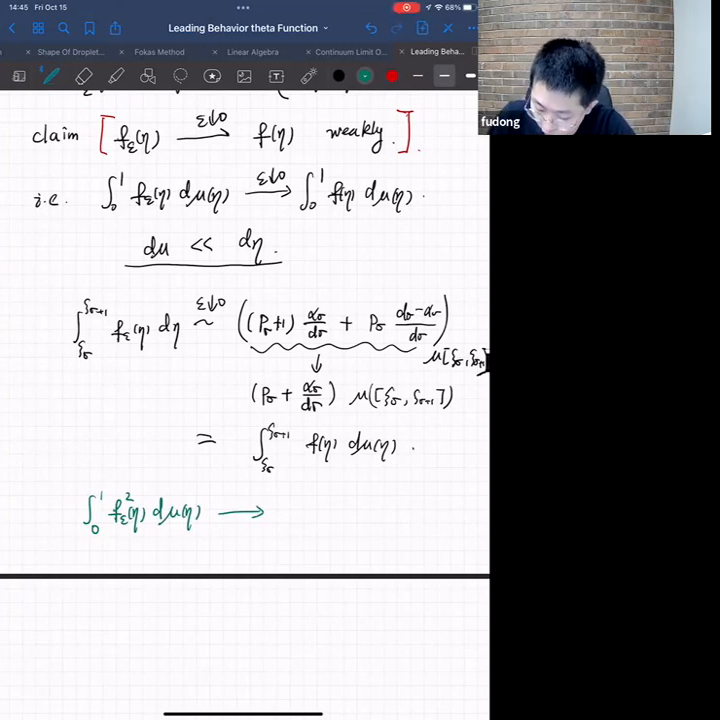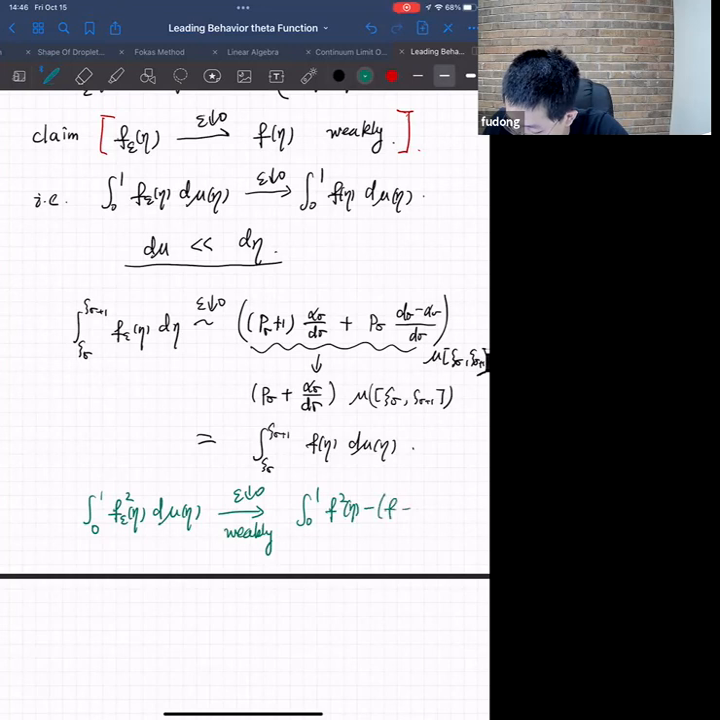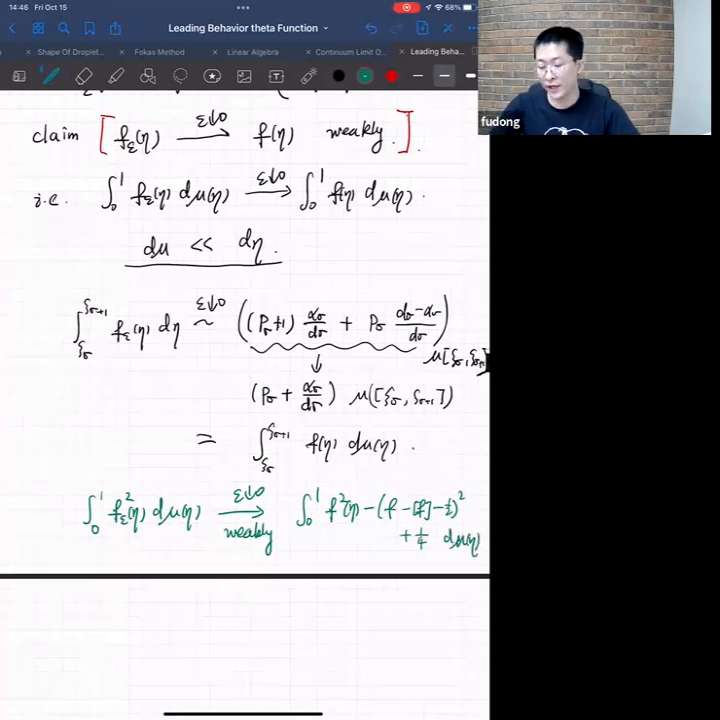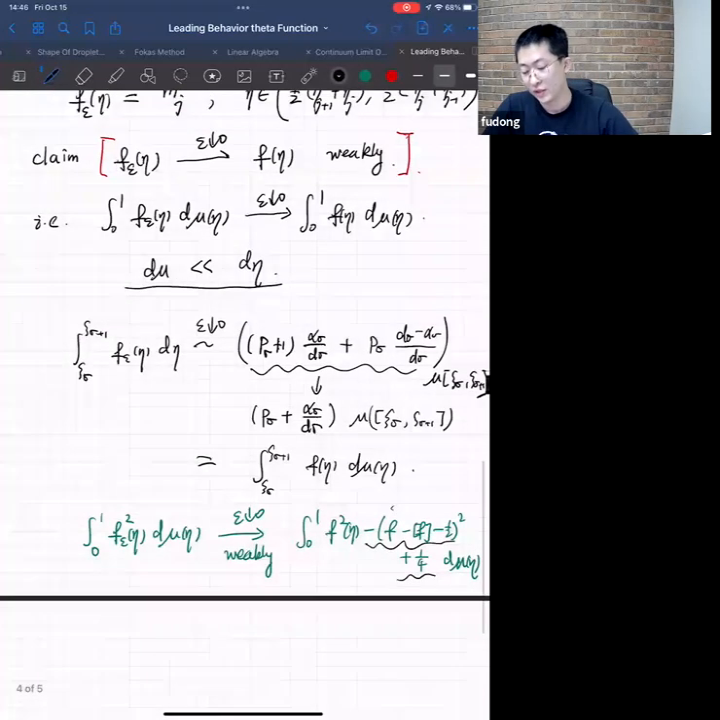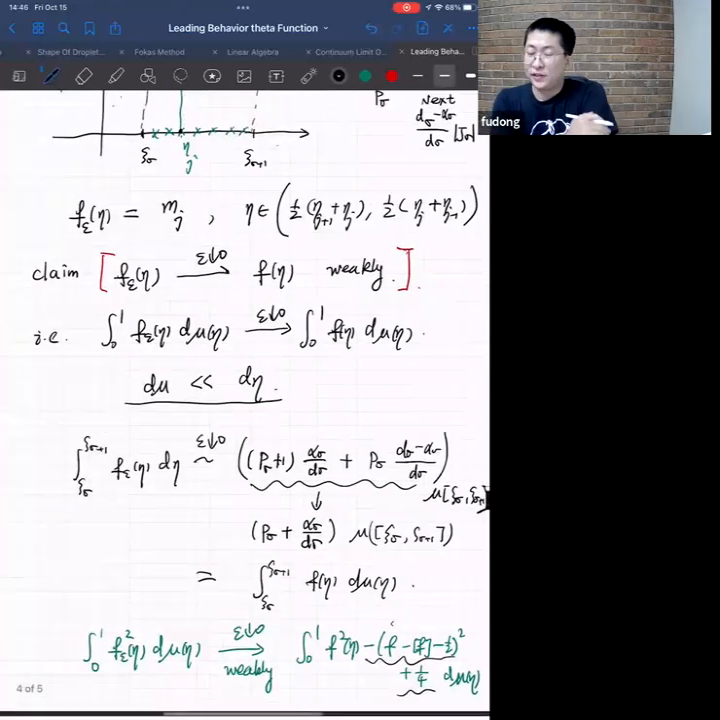So you can actually show it as epsilon goes to 0 weakly. It will go to that very strange thing: f minus f integer minus 1/2 squared plus 1/4 d. So that's where this thing comes from. All right. Any questions so far for that?